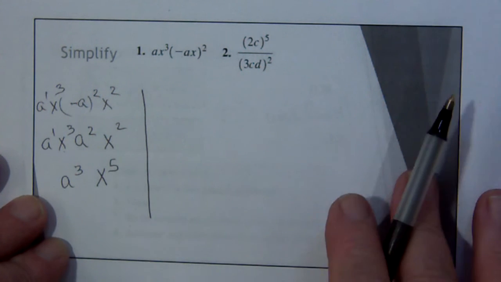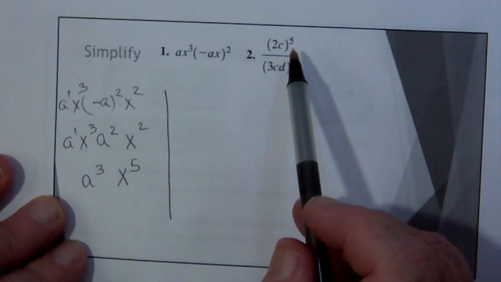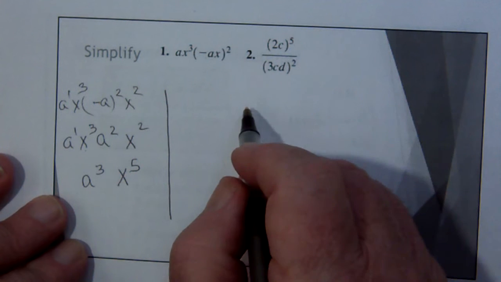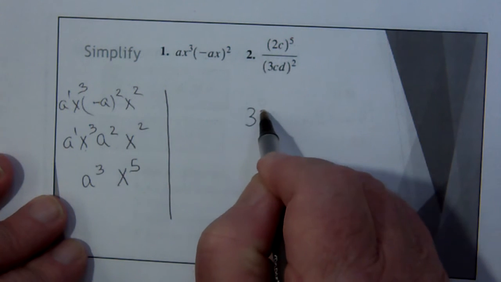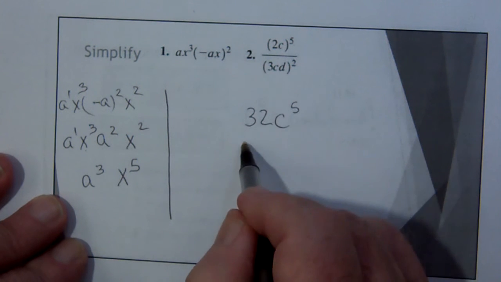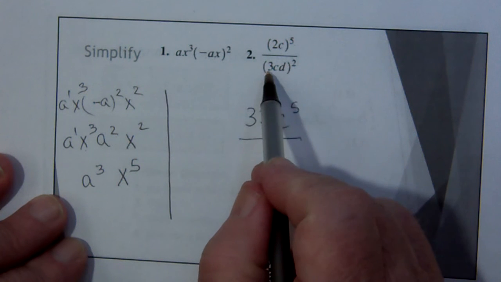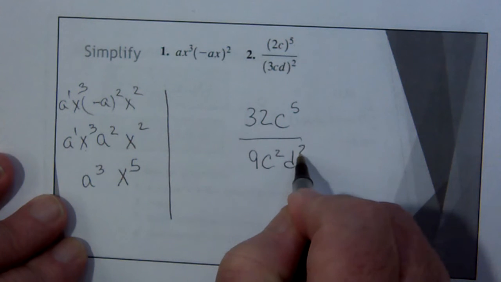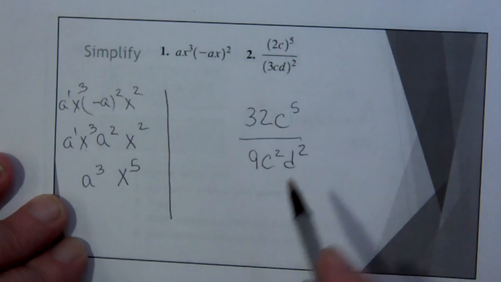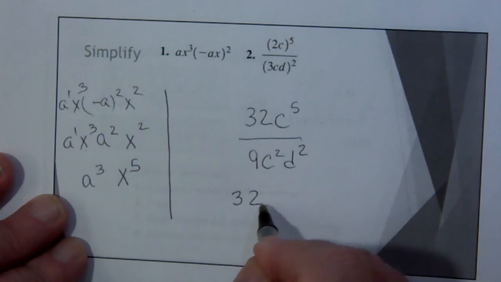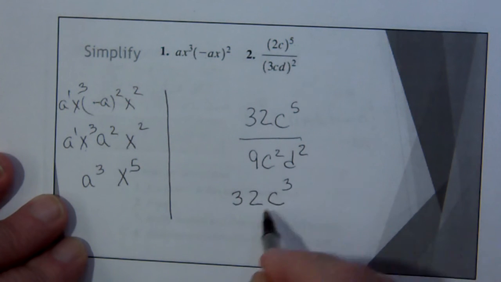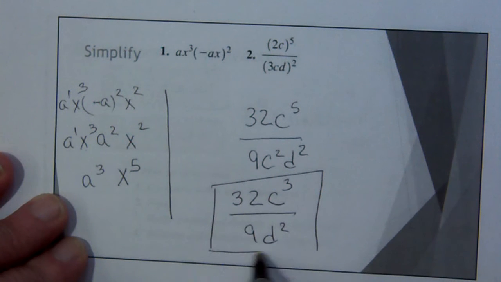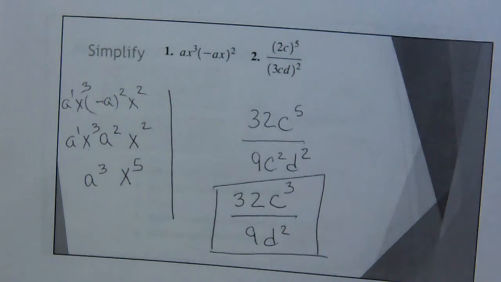Now in the other example, the 5 is the exponent for 2c, so that's going to be 2 to the 5th, c to the 5th, or 32 c to the 5th, all over, and I'm going to apply that 2 to the 3, the c, and the d. I'll get 9c squared d squared. But now I have c to the 5 over c squared, so I'm going to have 32c, I will subtract the exponents, over 9d squared. And so those are some examples.